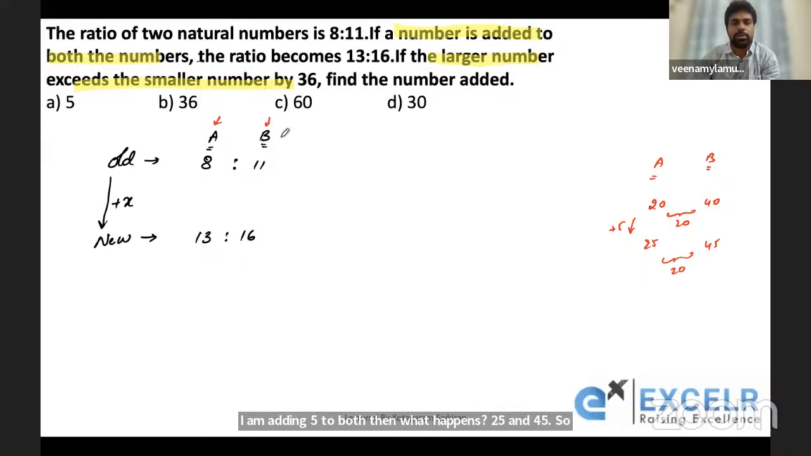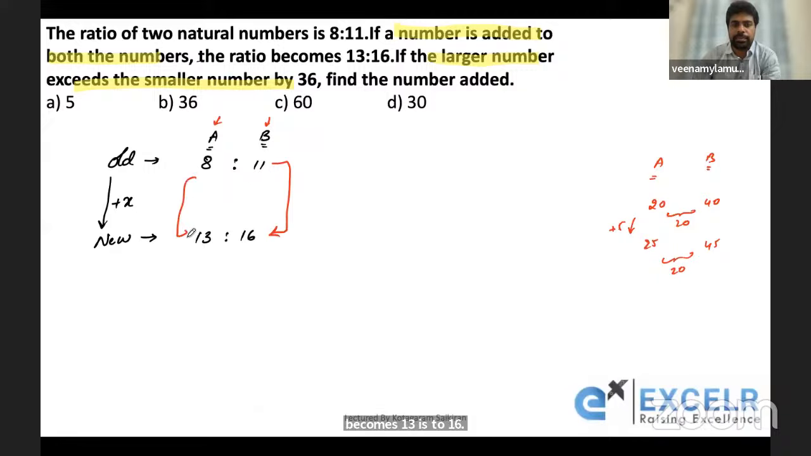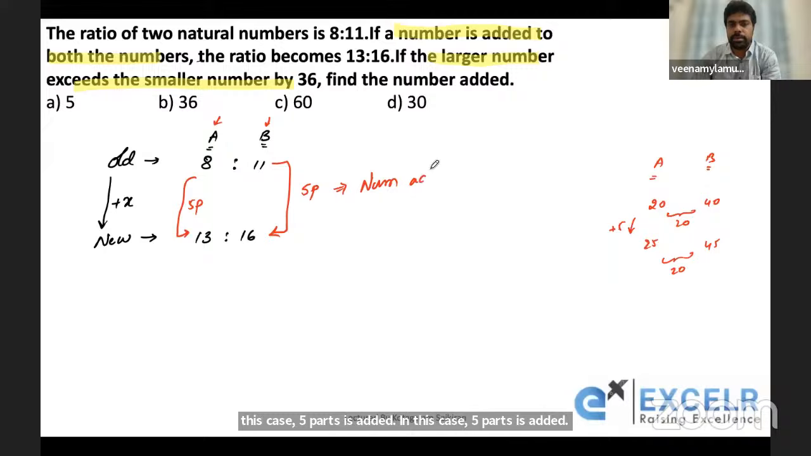So now coming back to the question, he is saying that the ratio of the numbers is 8:11. When something is added to both the numbers, the ratio becomes 13:16. So from here to here, how many parts are added? In this case, 5 parts are added, and in this case also 5 parts are added. So from this, can I say that the number added, X, is equal to 5 parts? This we have to find out.